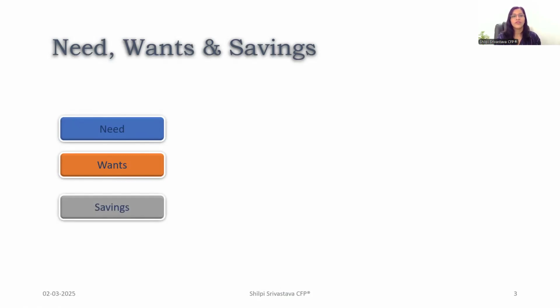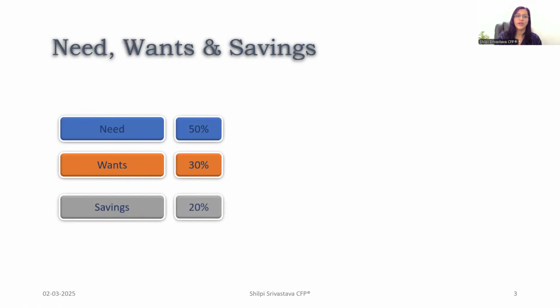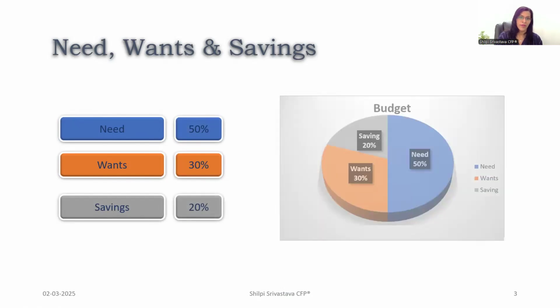What is the formula which is most common? That is the 50, 30, and 20 rule. So basically 50 is allocated towards your needs, 30 is allocated towards your wants and 20 is the saving component. So your pie chart will show the 50, 30, and 20 rule, which is most common. Most of you will have heard about it.